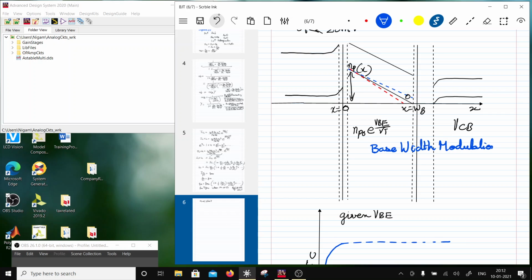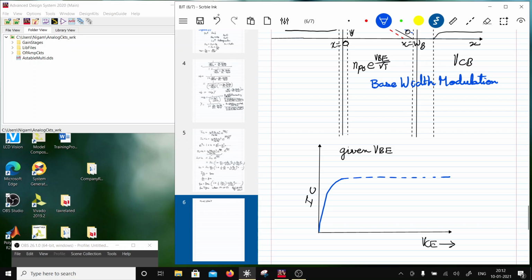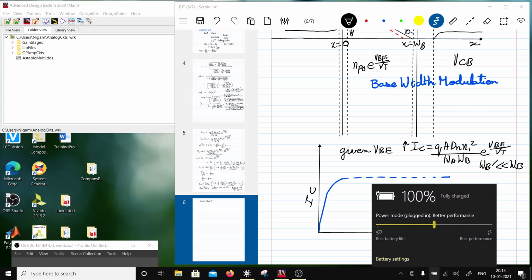Okay, so now effectively WB has gone down. So let's write the value of IC. IC is going to be equal to QADN Ni square over NaWB e raised to VBE by VT. Now notice that this WB has now become WB dash, which is smaller than WB. So this current has to further go up. So I will say that this current has become IC dash. So I will remark this.